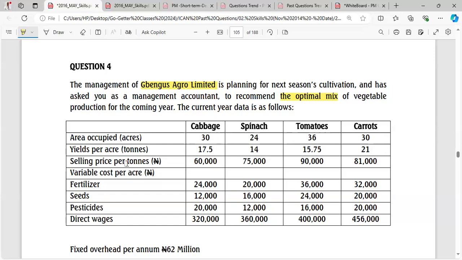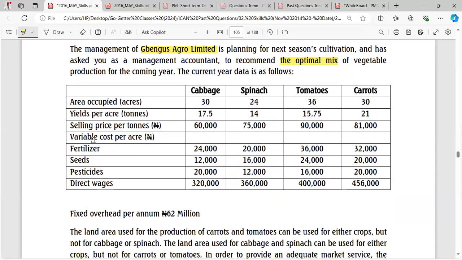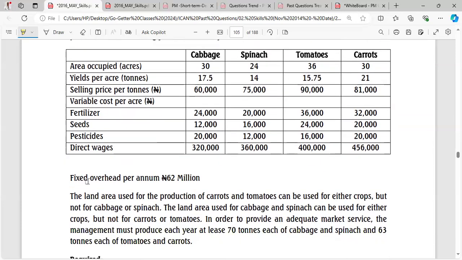Then we are told that this is the selling price per ton. Cabbage is 60,000, spinach is 75, tomatoes 90, carrots 81. Then we are asked to get the variable cost per acre, and these are the variable costs. Then this is the fixed overhead per annum, 62 million.